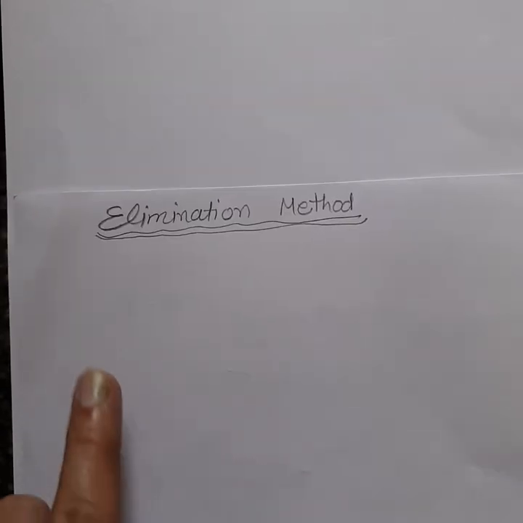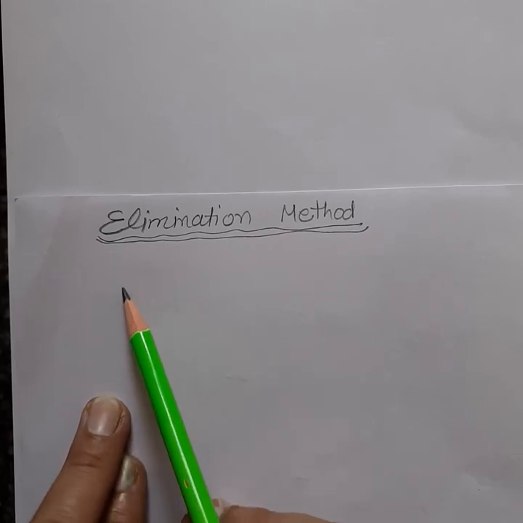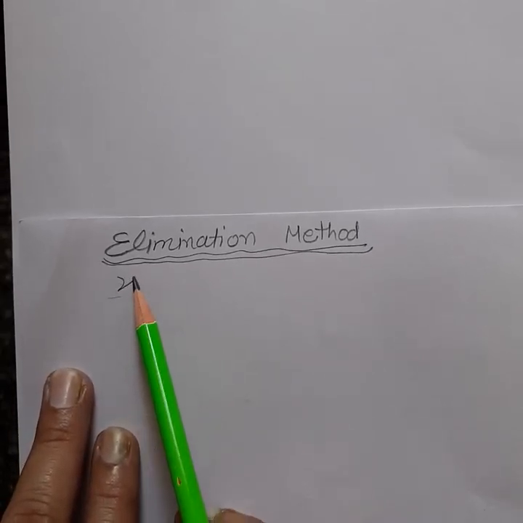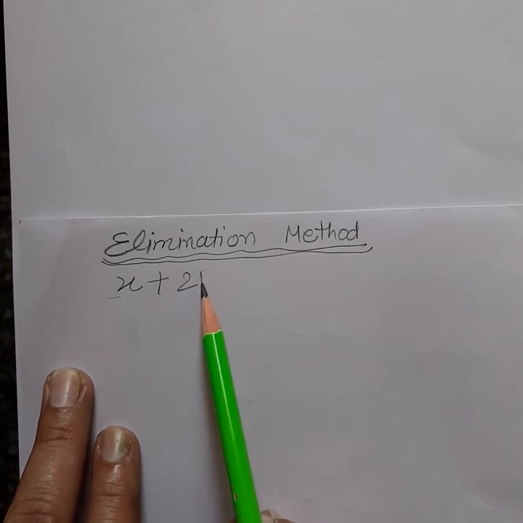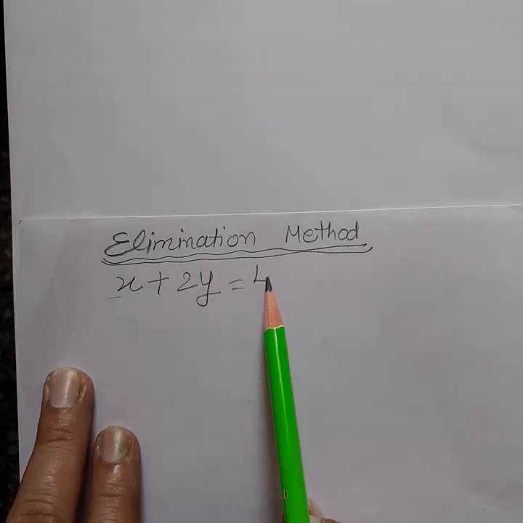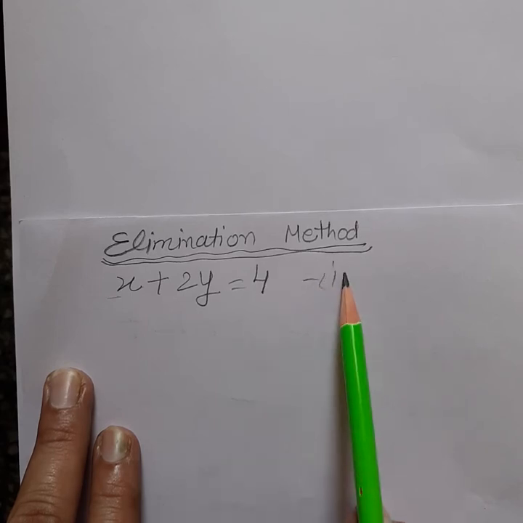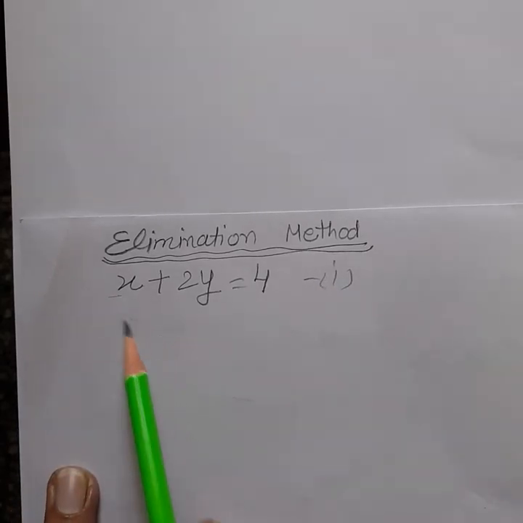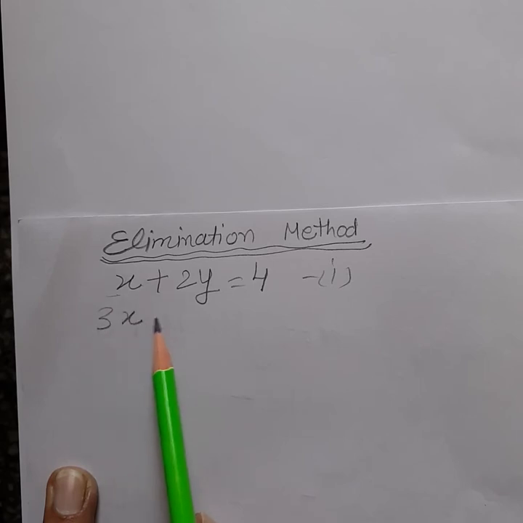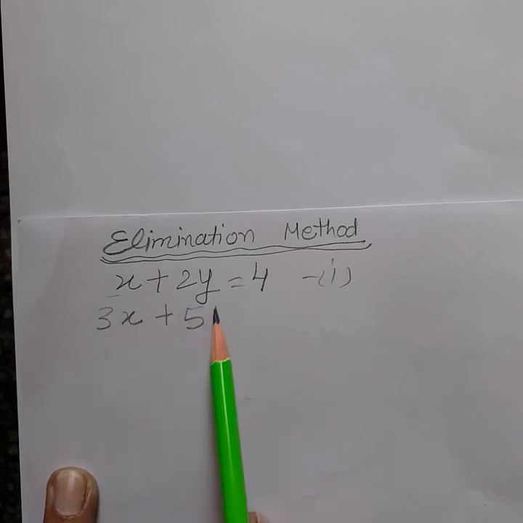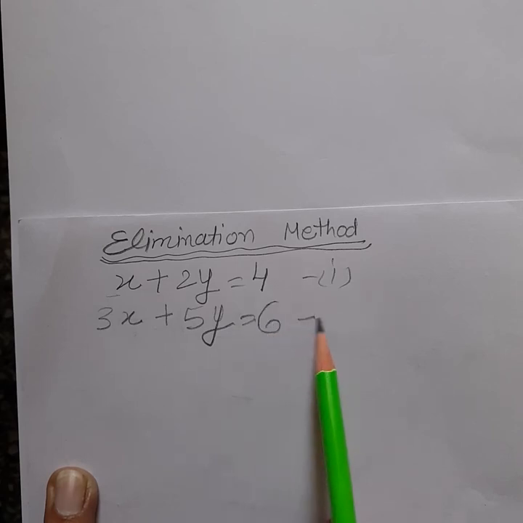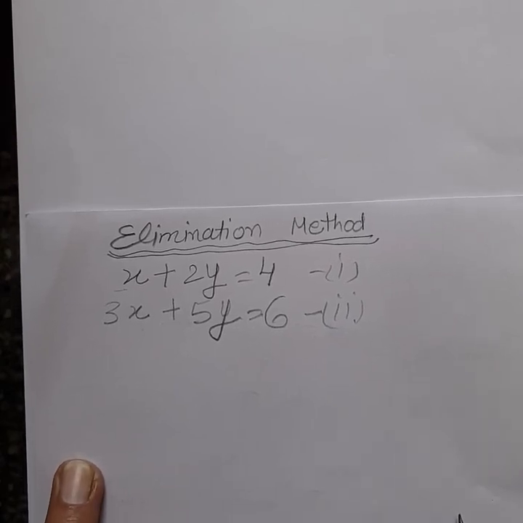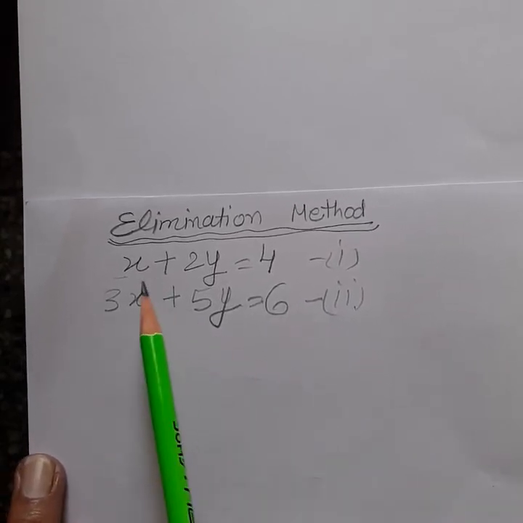Now for this we have to take two equations. We can take x plus 2y is equal to 4. This is our first equation, and you can take any other equation like 3x plus 5y is equal to 6, and this is our second equation. Okay, now what is the elimination method?